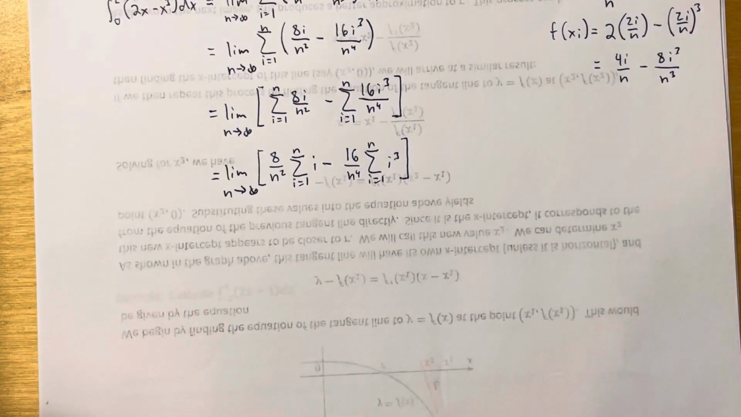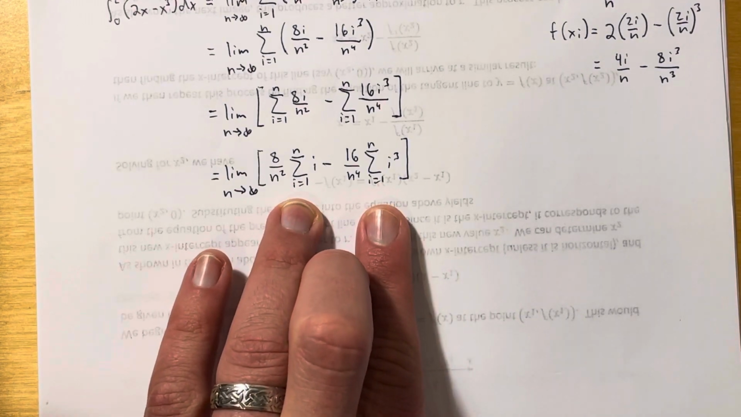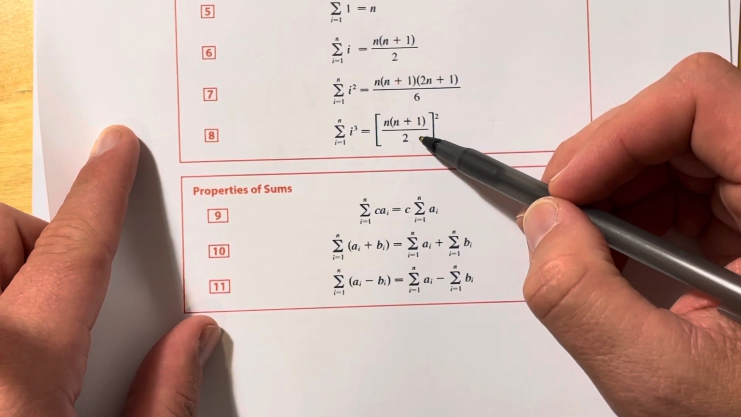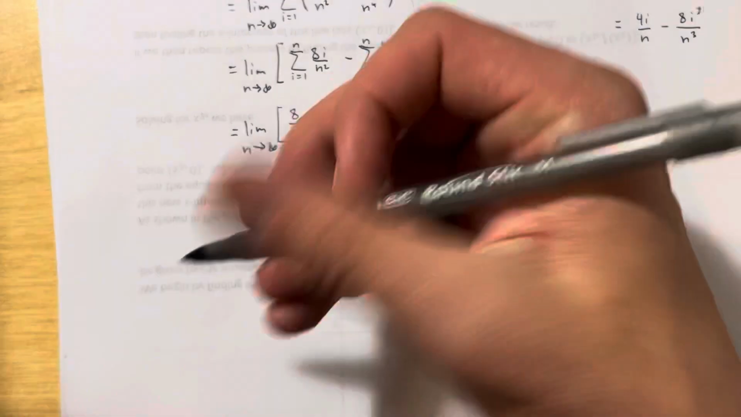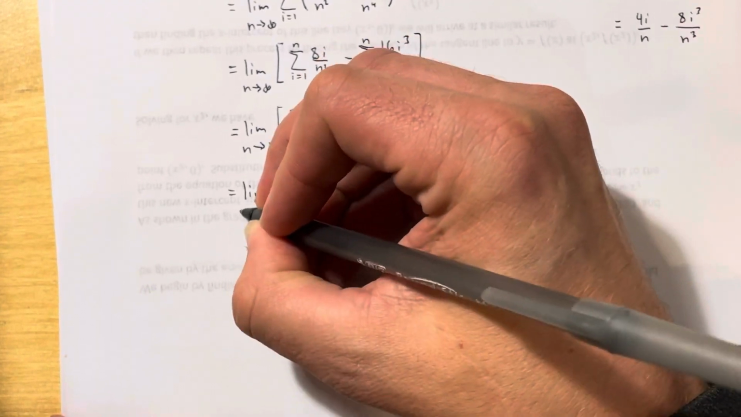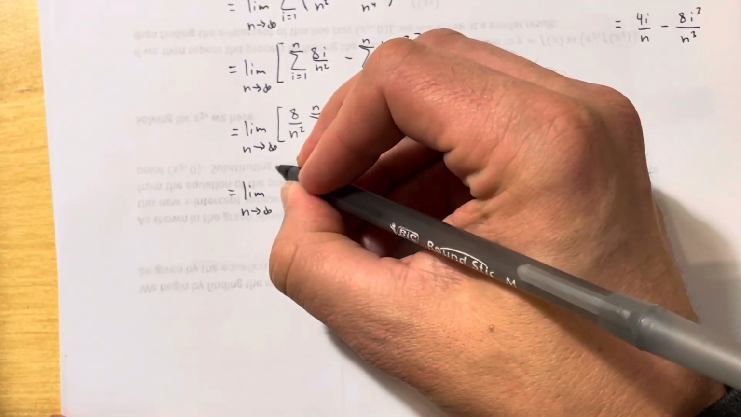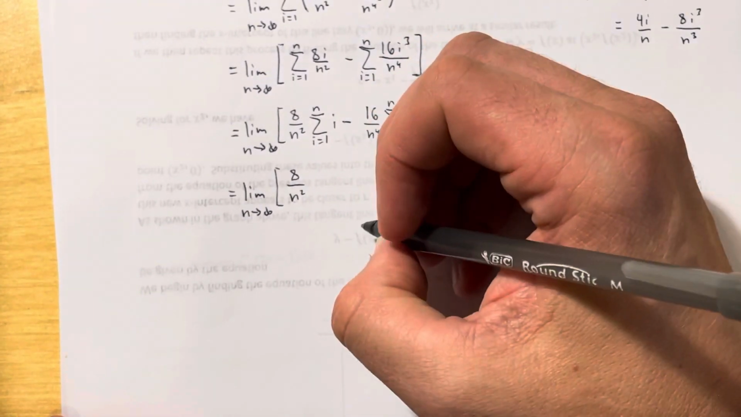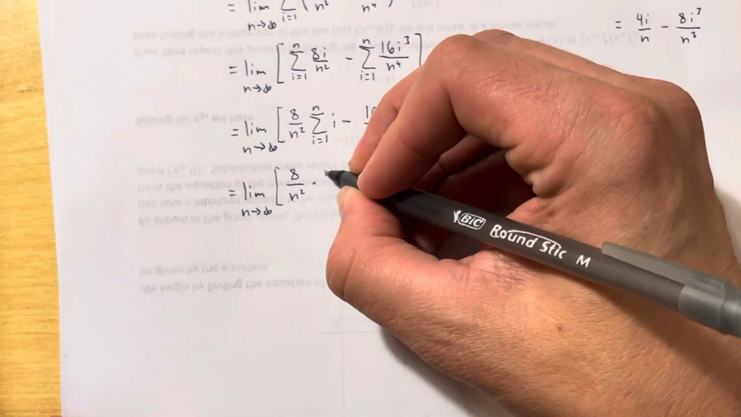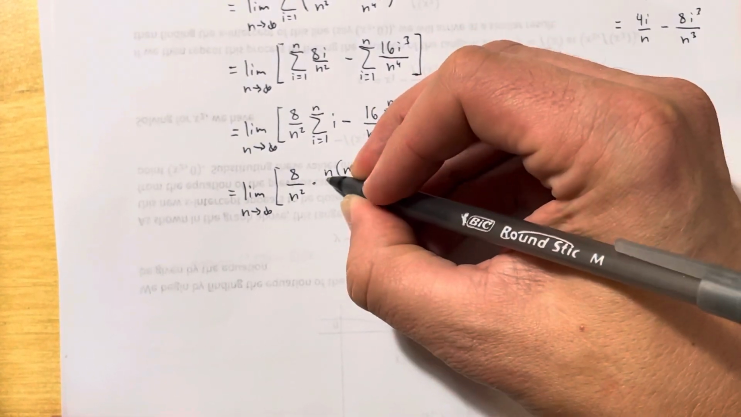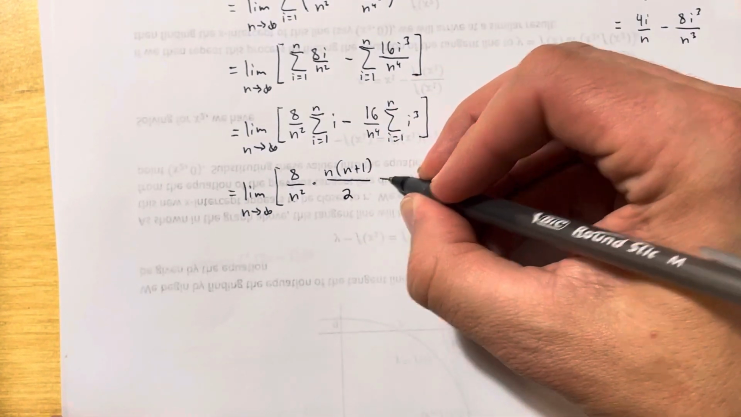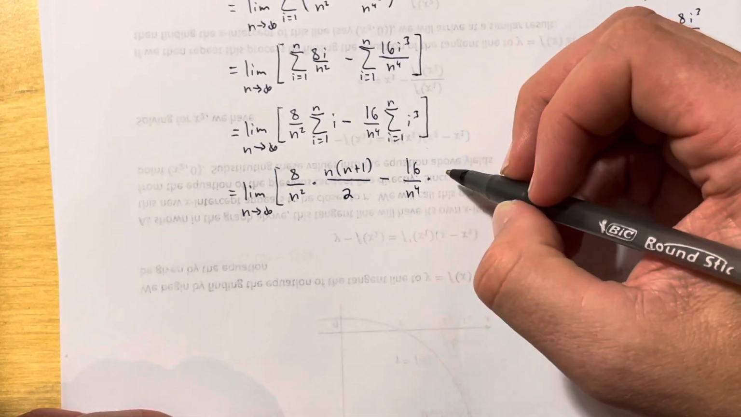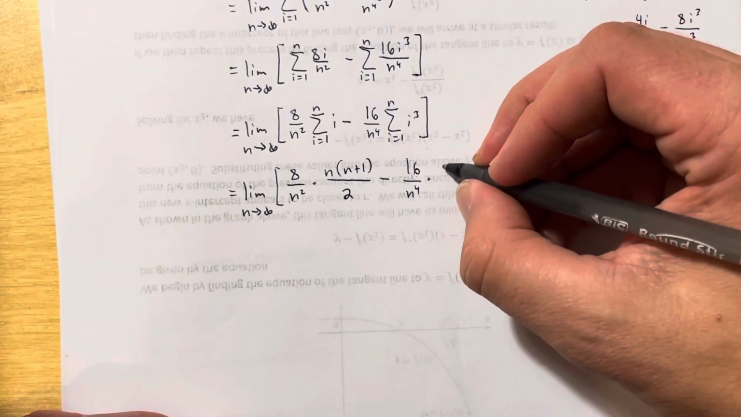So those individual summations, we have formulas for those, which can replace those summations. And they look like this. This is equal to the limit as n goes to infinity of 8 over n squared times the formula on the previous page, which looked like n times n plus 1 over 2, and then minus 16 over n to the fourth times the sum of the first n cubes, which looks exactly like this thing, but squared.